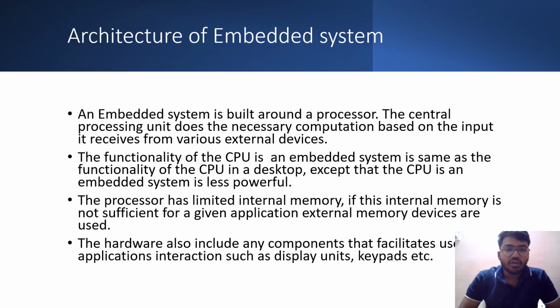Here I'm going to tell you about architecture of embedded system. An embedded system is built around a processor. The central processing unit does the necessary computation based on the input it receives from various external devices. The functionality of the CPU in an embedded system is the same as the functionality of the CPU in a desktop, except that the CPU in an embedded system is less powerful.